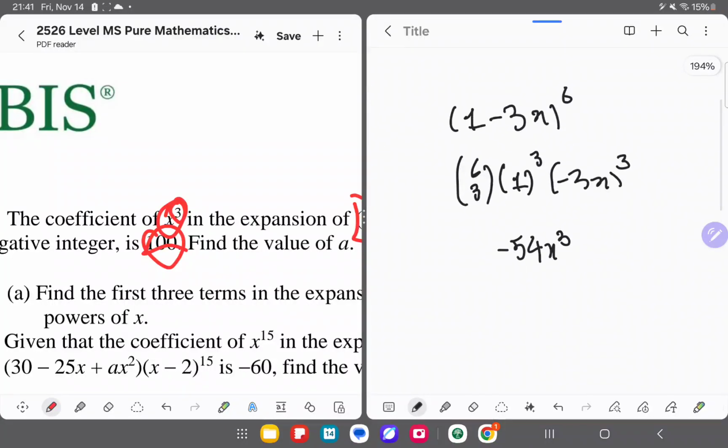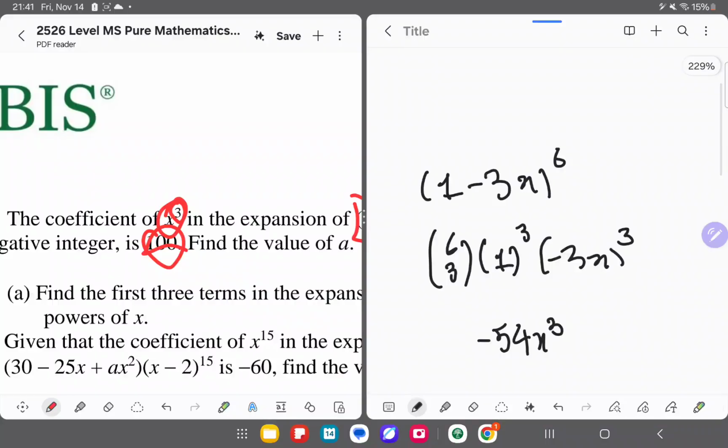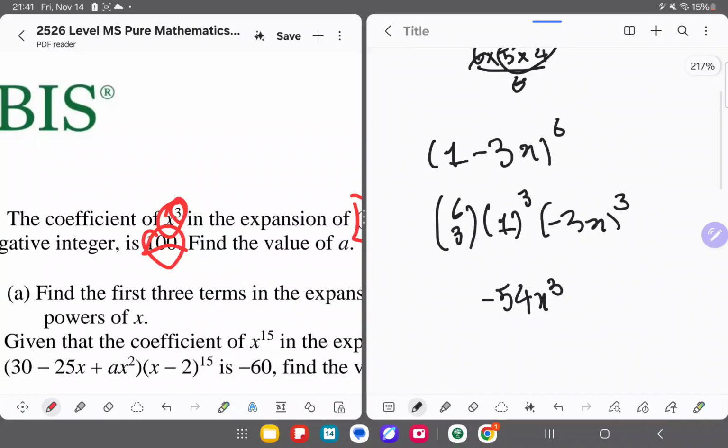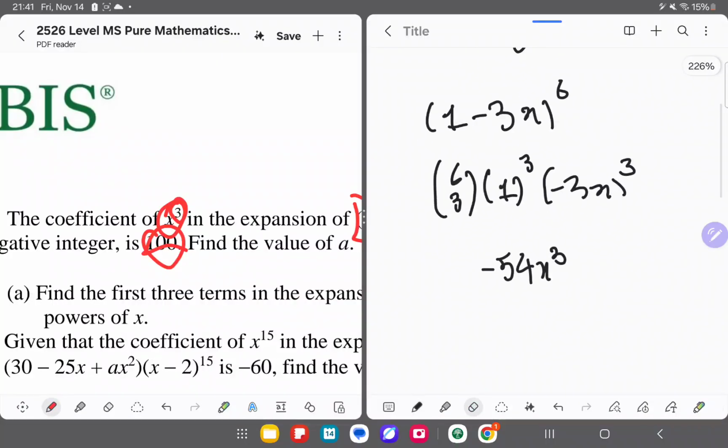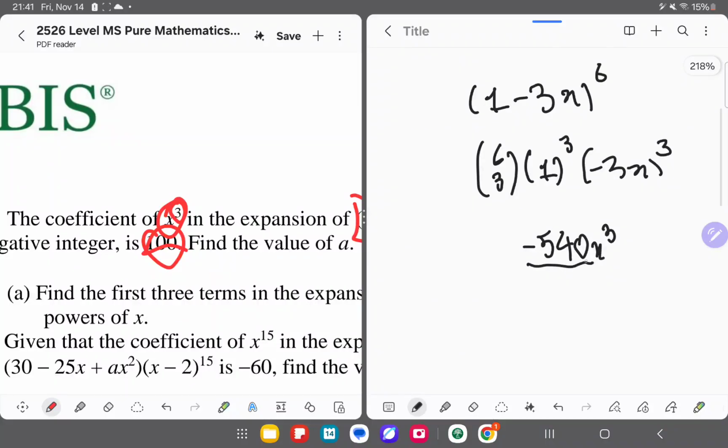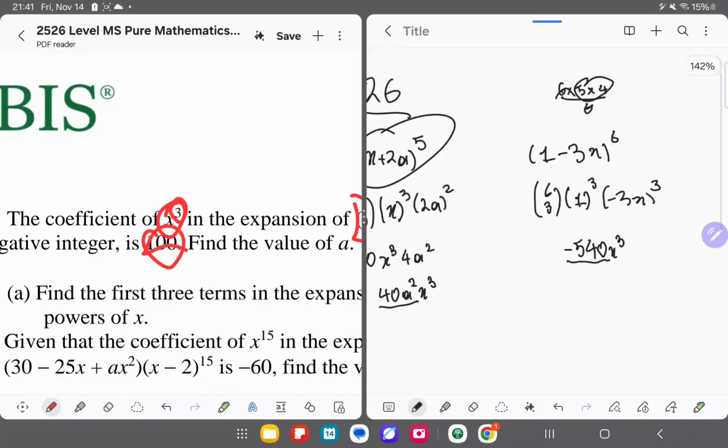Now over here they didn't add a constant x here. If you want, we can just test here. 6 times 5 times 4 over 6, it's just 20, and then multiplied by minus 27. Oh, sorry, I put minus 54. It's minus 540 x power of 3, of course. So now we know that the coefficient of x power of 3 is minus 540.